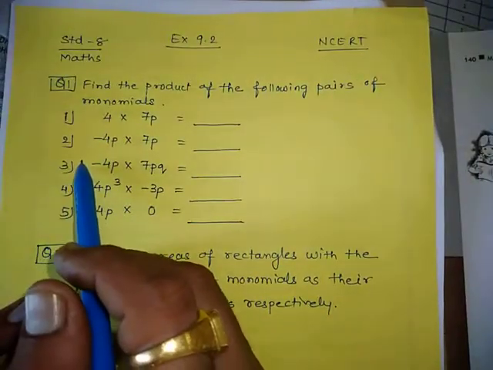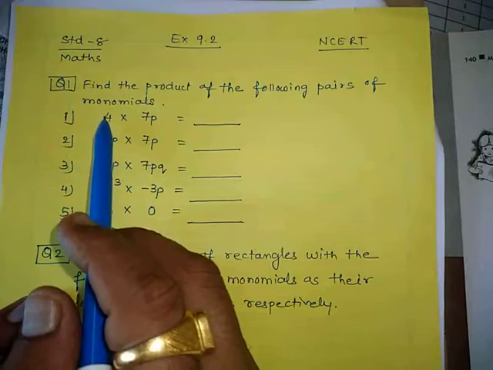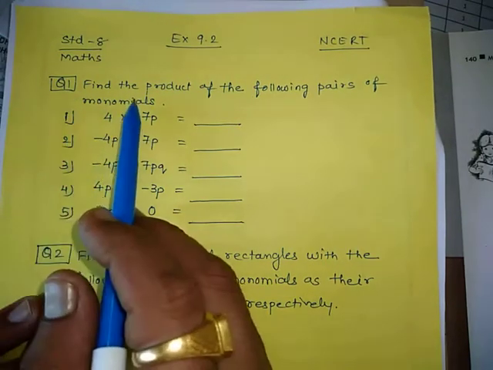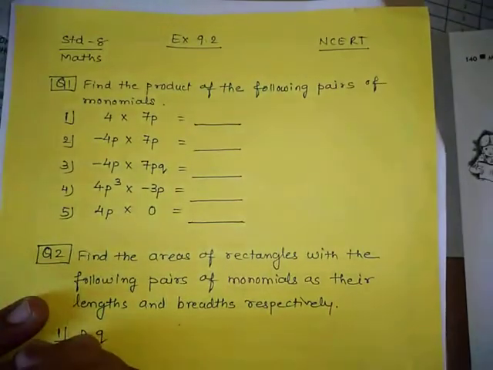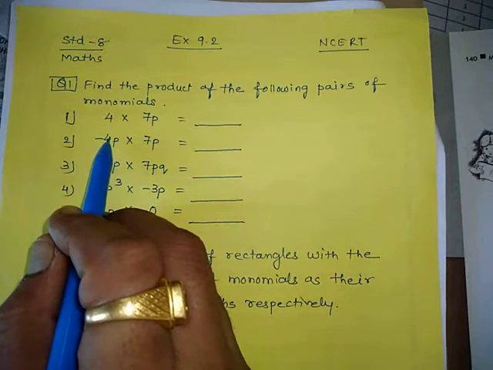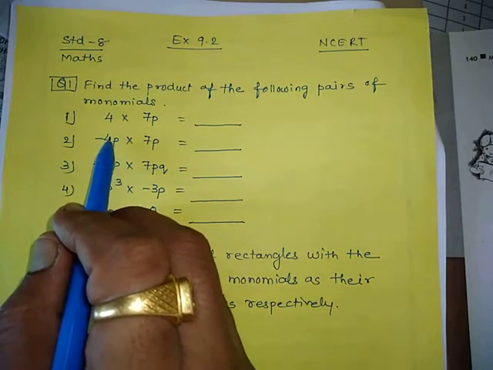Now, exercise 9.2, lesson number 8, question 1. Find the product of the following pairs of monomials. Friends, here two monomials are given and we need to find the product, which means multiplied.